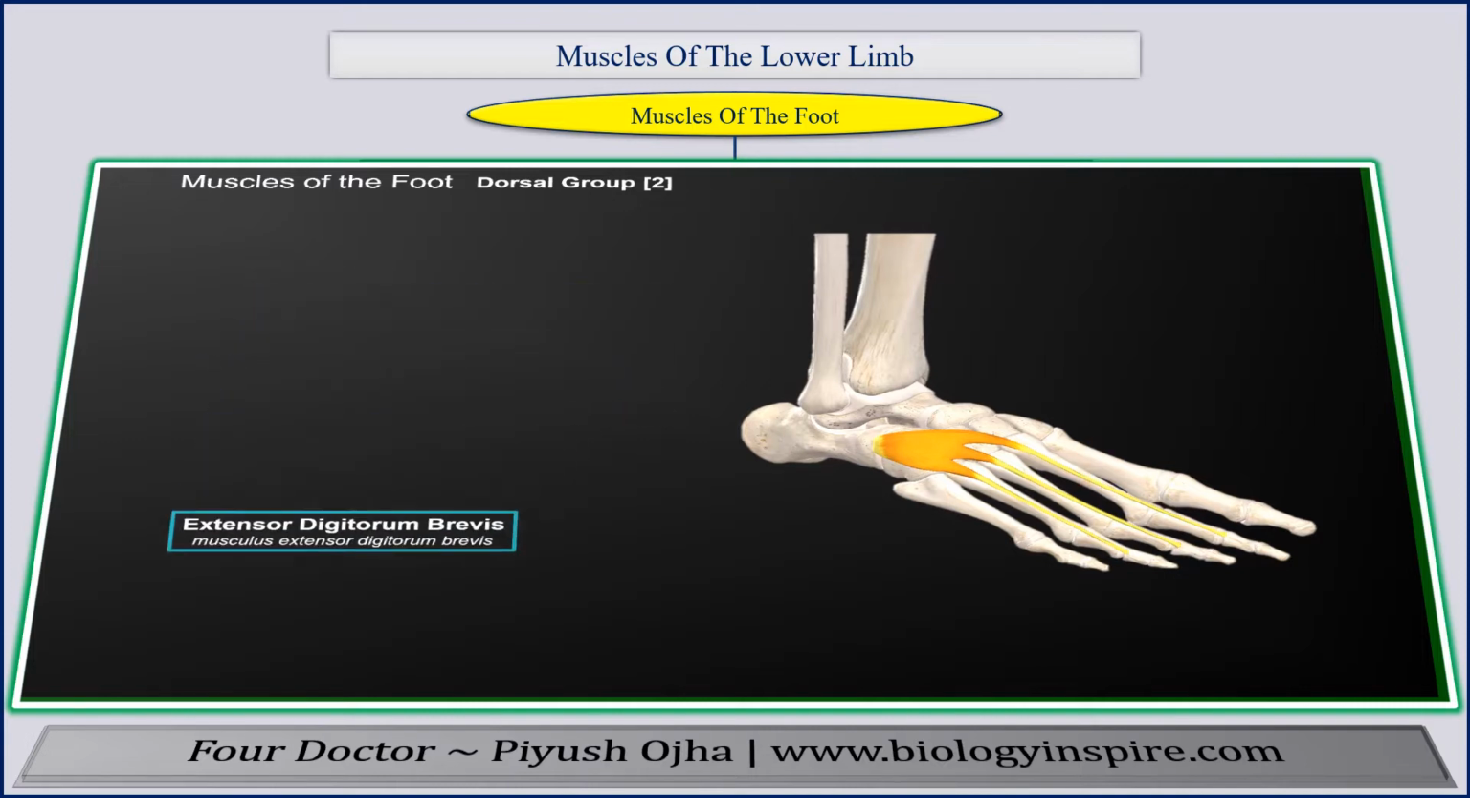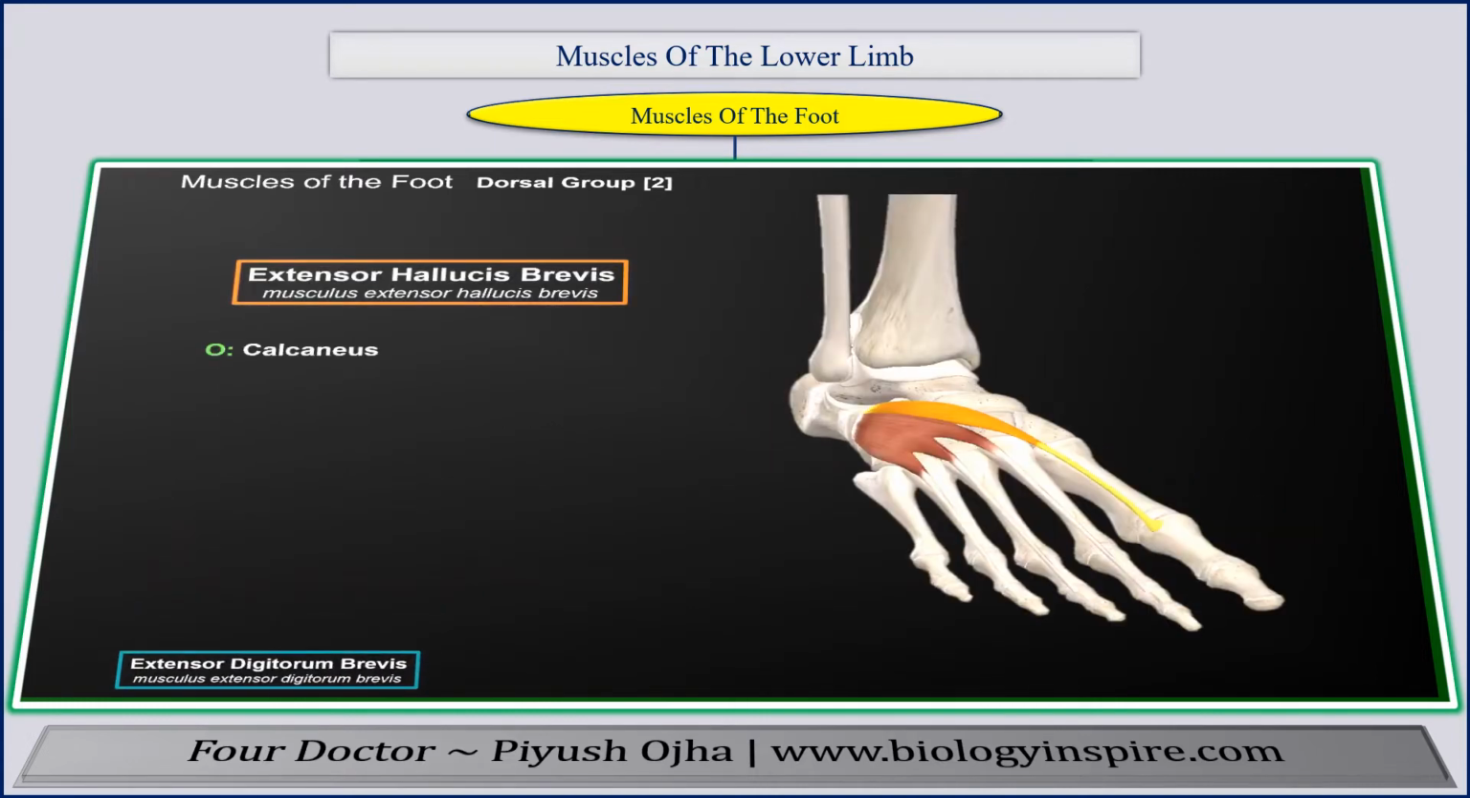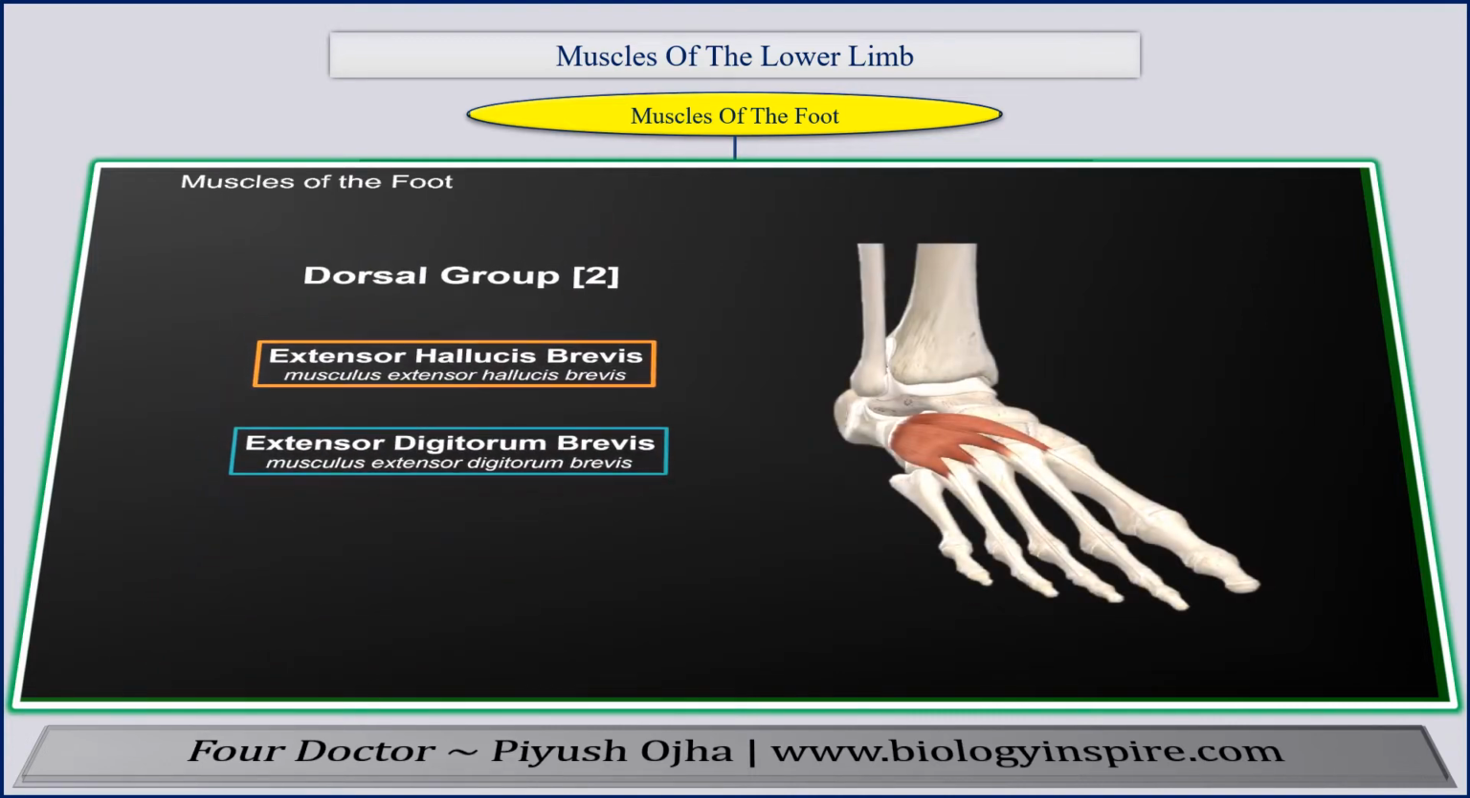So that's this one. Then we have the extensor hallucis brevis, which looks like this. It originates from the calcaneus and inserts at the tendons of the extensor hallucis longus, and its function is extension of the big toe, pulling it in this direction. So that was all the muscles of the dorsal group, extensor hallucis brevis and extensor digitorum brevis.